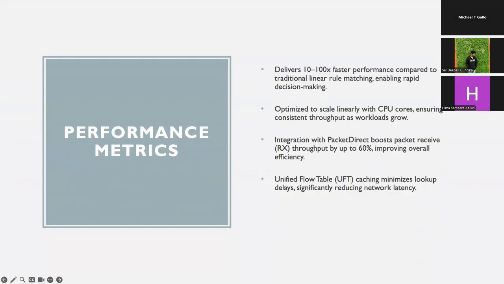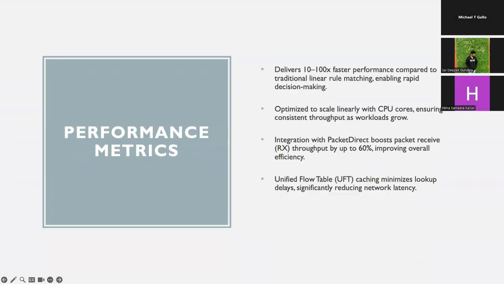By integrating with Packet Direct, VFP significantly enhances receive throughput by up to 60%. This improves the overall network efficiency and ensures that more data can be processed in less time, especially in high traffic scenarios. UFT caching reduces the latency associated with flow lookups. Instead of recalculating flow information for every packet, the system caches flow data, which results in faster lookups and much lower network latency, even under heavy load.